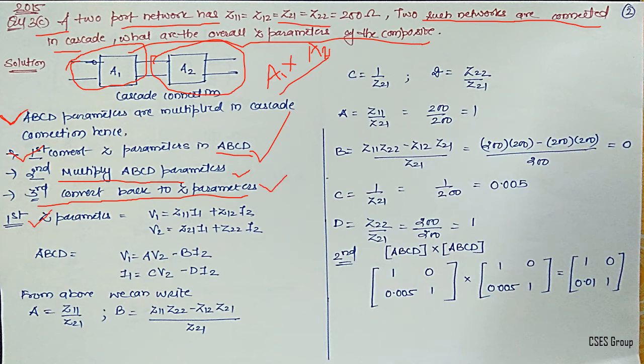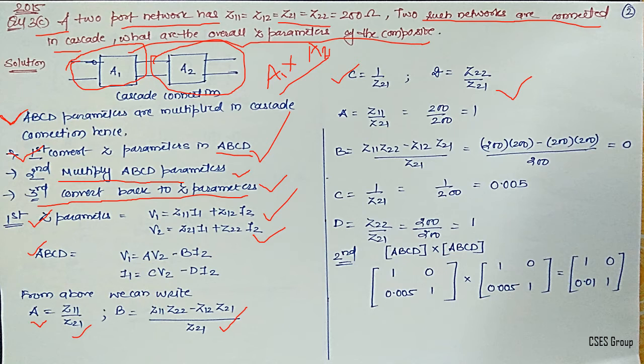In my previous lecture, I have already discussed how to memorize and how to convert Z into ABCD and ABCD into Z. So I'm writing here for your reference. Now A is Z11 divided by Z21, B is delta Z divided by Z21, C is 1 upon Z21, and D is Z22 divided by Z21.